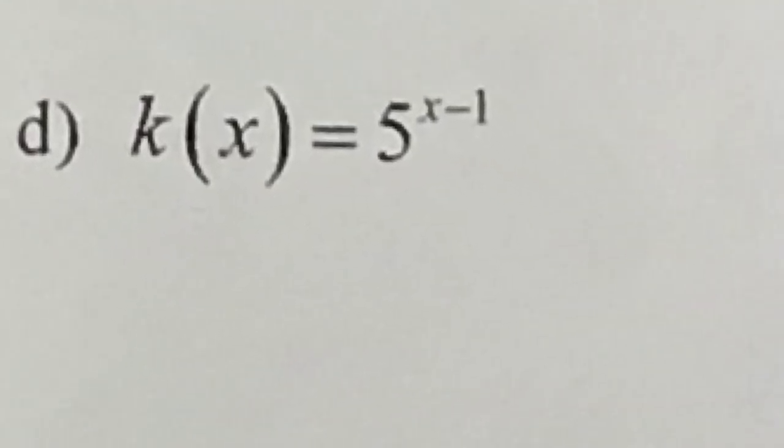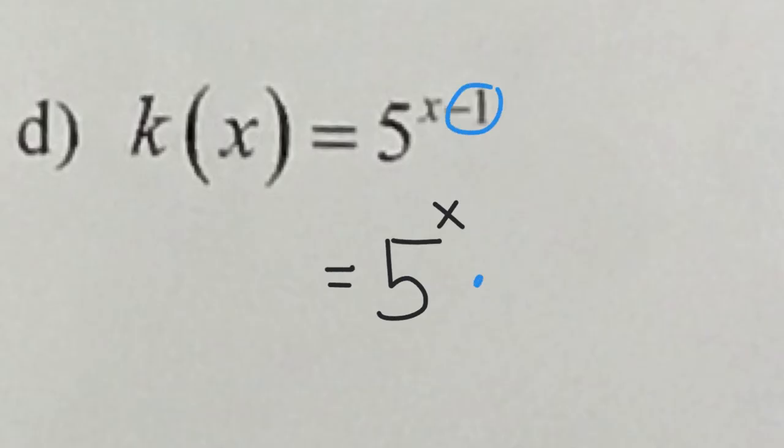Okay, 5 to the x minus 1. So we are going to add in a base of 5, right? We have to create the base of 5 for this one, and that's 5 to the -1 power. Okay, multiply. So we create a new base, raise it to that 2nd power.